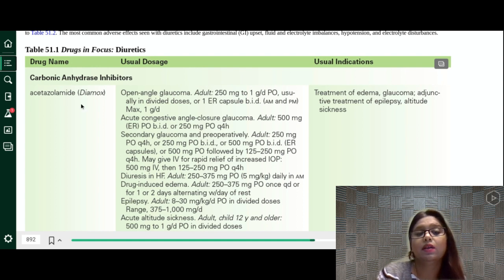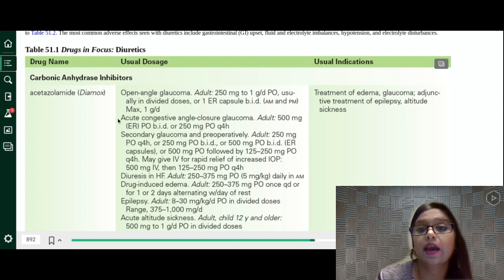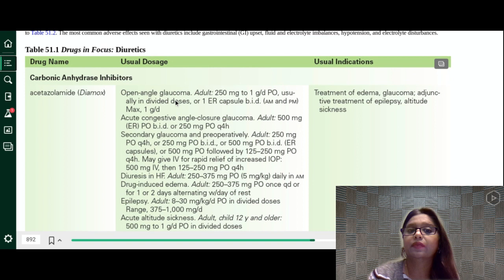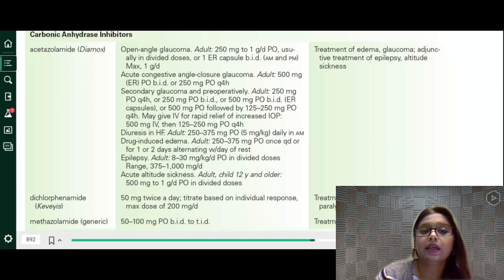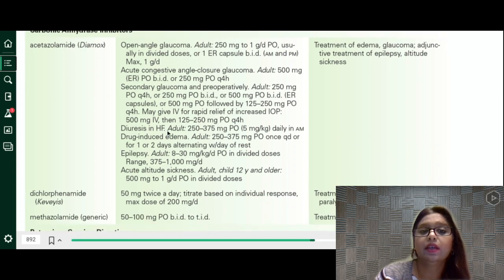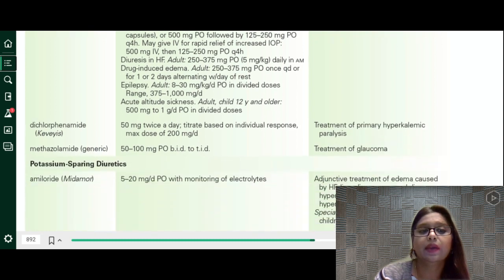And we give them carbonic anhydrase inhibitors to reduce the amount of fluid built up in the eye. Simple as that. That condition is called glaucoma. There are different kinds, open angle glaucoma and closed angle glaucoma. So basically eye conditions, and it could also be given for heart failure. The specific dose is 250 milligrams to 375 milligrams for adult patients.